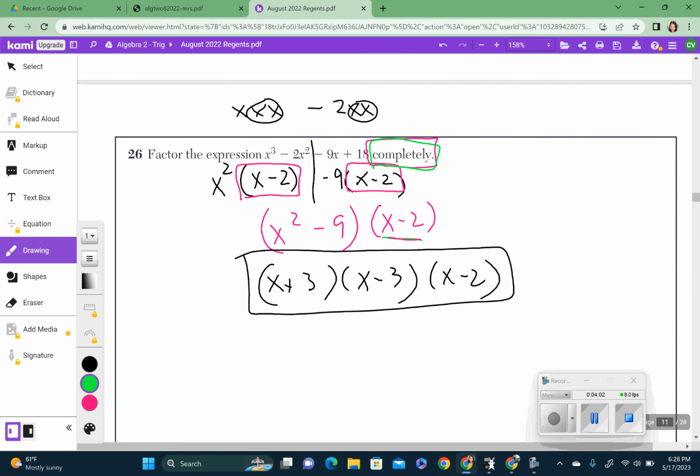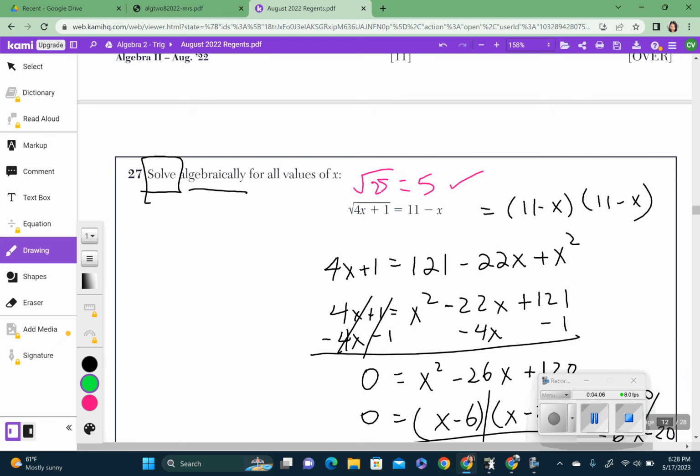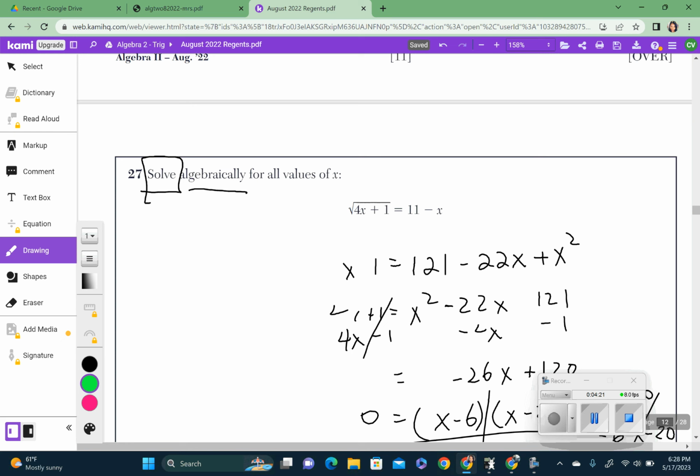All right, question number 27. Since it says solve algebraically, I actually think that this might be beneficial just to go through from scratch. I do want to remind you that we did this earlier on throughout the year. So this is something that we're going to have to go over again just to make sure that we refresh our memory and that we remember it.